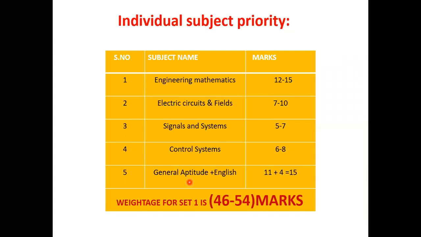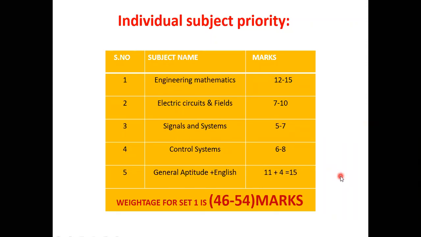The conclusion from set 1 is, if you are so strong in the mathematical approach, easily you will get 46 to 54 marks out of 100. So that's why I'm considering these 5 subjects in set 1. You see, set 1, the subject-wise priority.